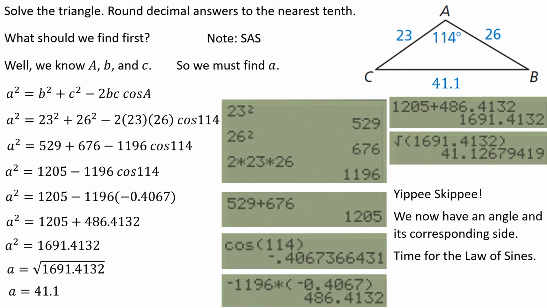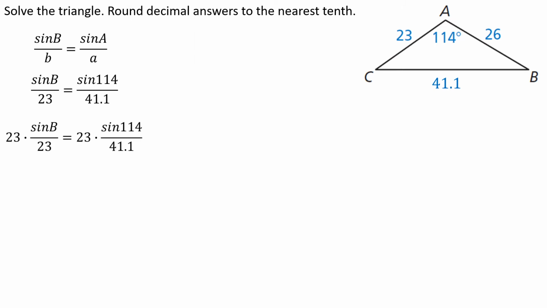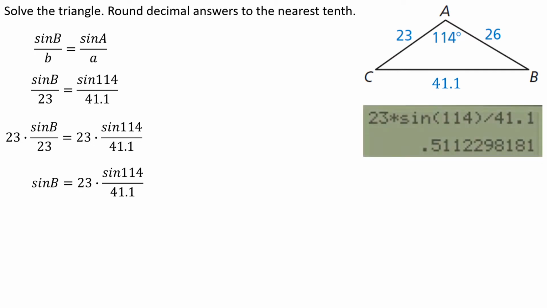All right, so let's go for the law of sines because I now have an angle and its corresponding side. So if I want, I can go find angle B now because I've got the pair, angle A with side A. So I can plug in the values I know, use the law of sines, and make sure my calculator is set for degrees. 23 times the sine of 114 degrees divided by 41.4, which should come up with about 0.5.